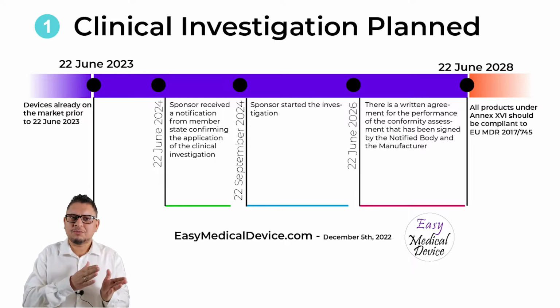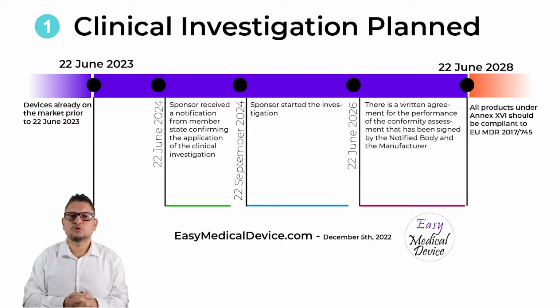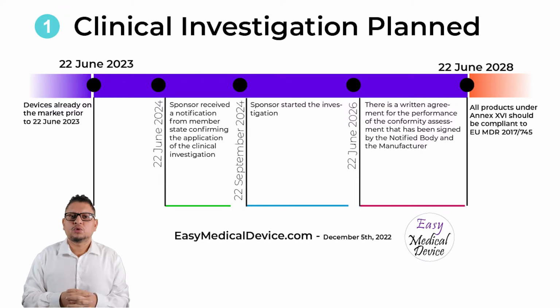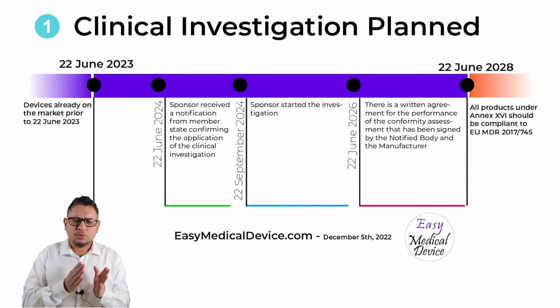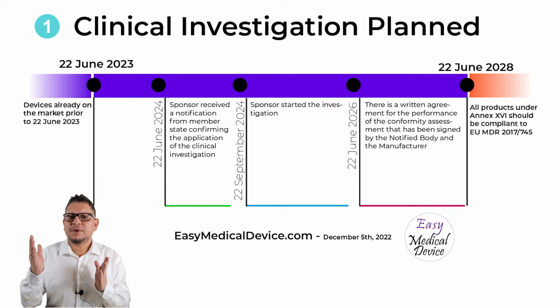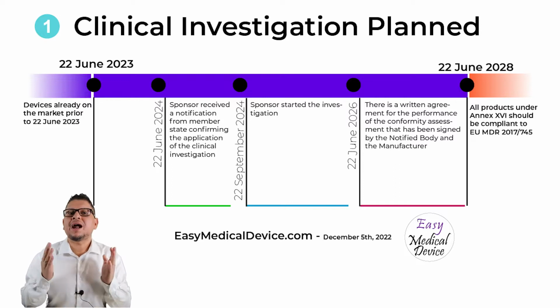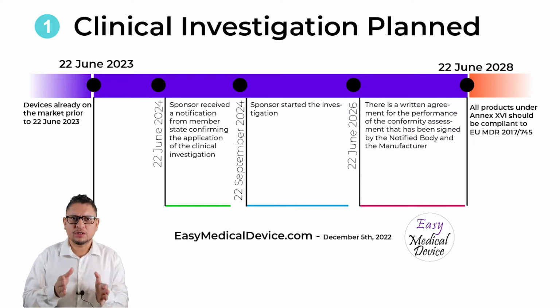If you have your products on the market prior to the 22nd of June 2023, then what I'm saying today will be applicable. So you have your products on the market prior to the 22nd of June 2023. Then you are going for the phase where you will be making some clinical investigation for your products. So what is said in this common specification is that you can then place your device on the market under EU MDR by the 22nd of June 2028. But there are some conditions for that, and I will just summarize that to you.